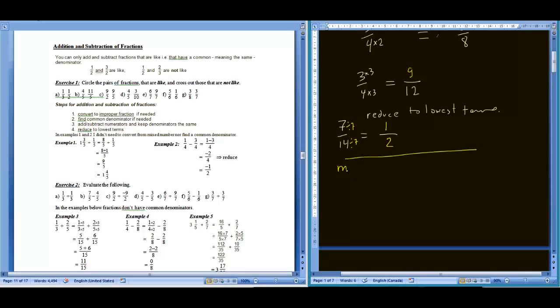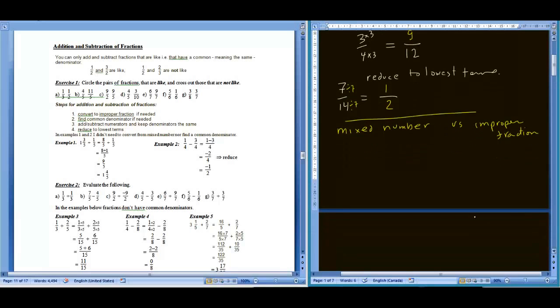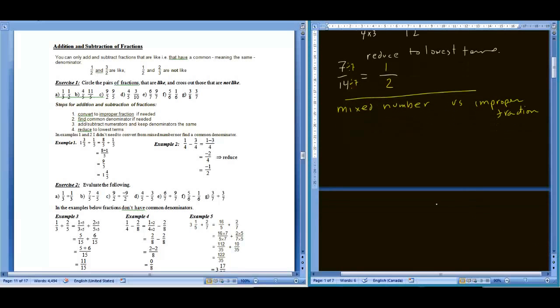Remember, your answers must always be in lowest terms. The mixed number versus improper fraction. So in the same way, I'm going to use the pizzas to demonstrate. So let's say 1 and 3 over 12. So let's say we want to reduce to lowest terms. Well, there's a few things going on.